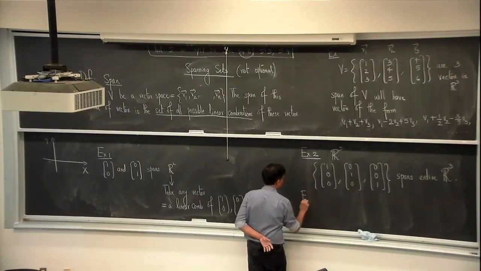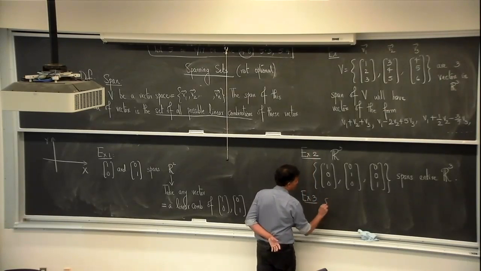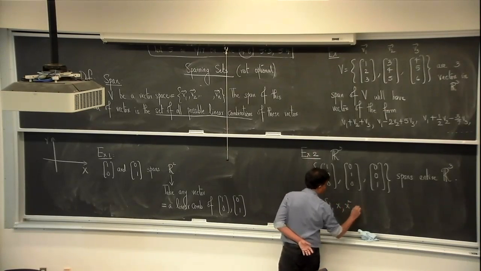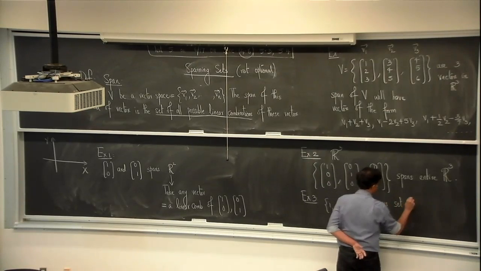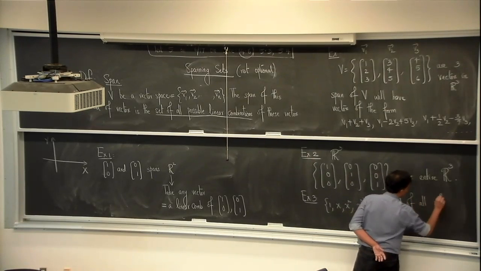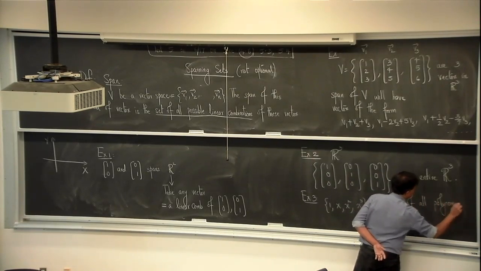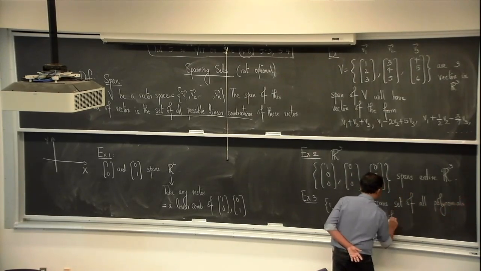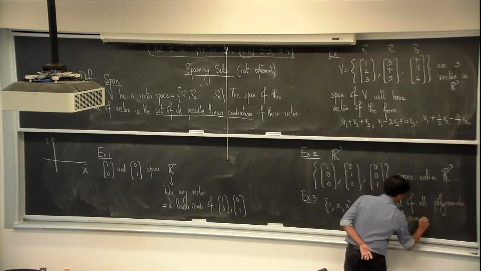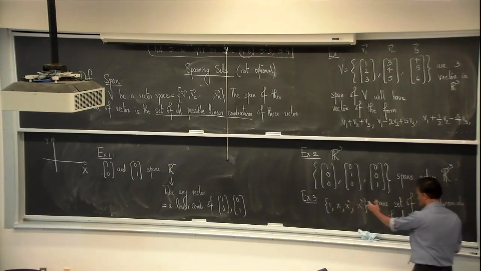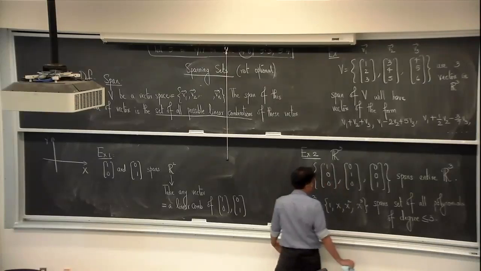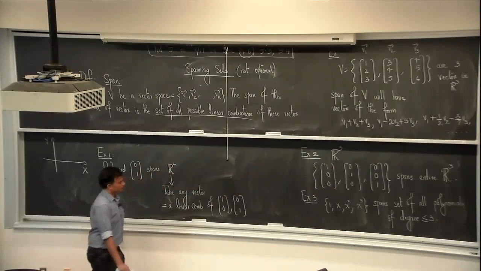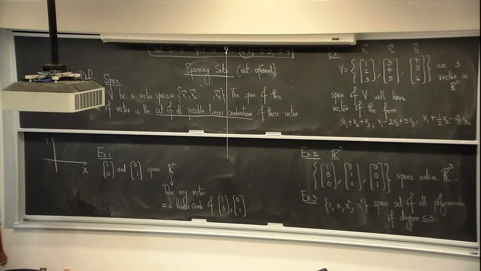Example 3, the set 1, x, x square, x to the 3 spans the set of all polynomials of degree less than or equal to 3. Okay, because by combining those terms, you can generate all polynomials of degree equal to 3 or less than 3. So that's the meaning of the word span. Okay.